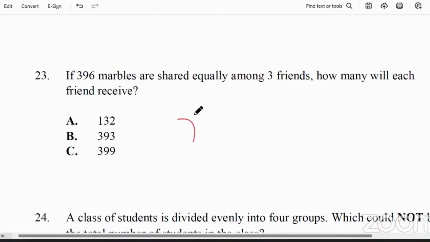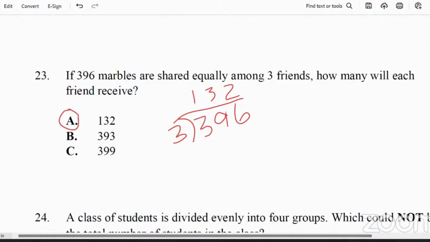All right, so 3, 3, 9, 6. 3 divided by 3, that's 1. 9 divided by 3, that's 3. 6 divided by 3, that's 2. The answer is 132. So if you know what to do, guys, it's very easy. But if you don't know what to do, like I said, you still have to figure it out.